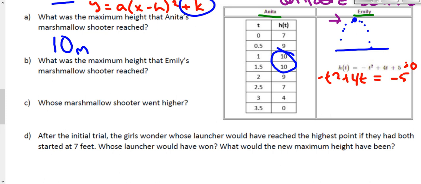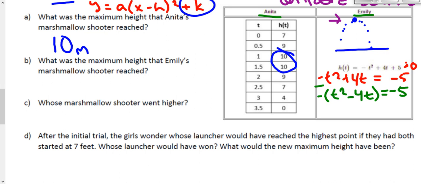Now, our second step is to factor out a. A is just this negative symbol, which means it's a negative 1. So I'm going to factor out a negative 1 from everything on the left. I get a positive t squared, and positive 4t becomes negative 4t. I'm dividing it by a negative number. The negative 5 on the right doesn't change.